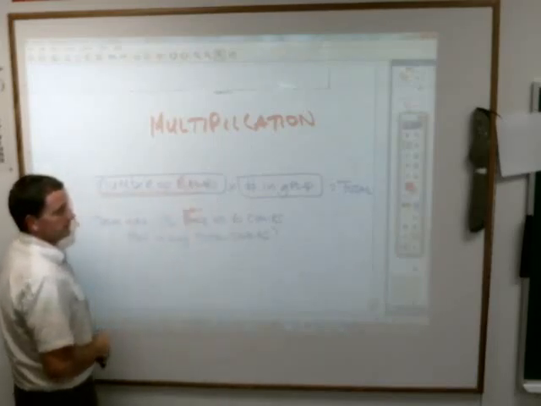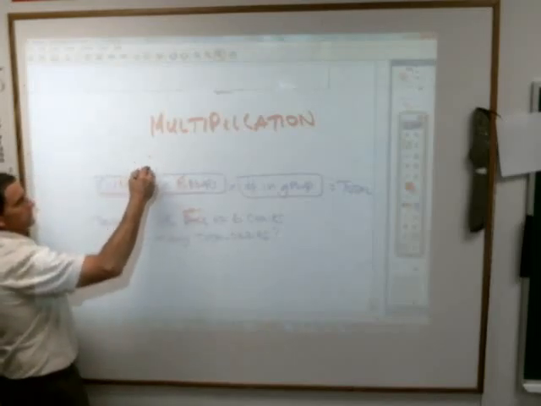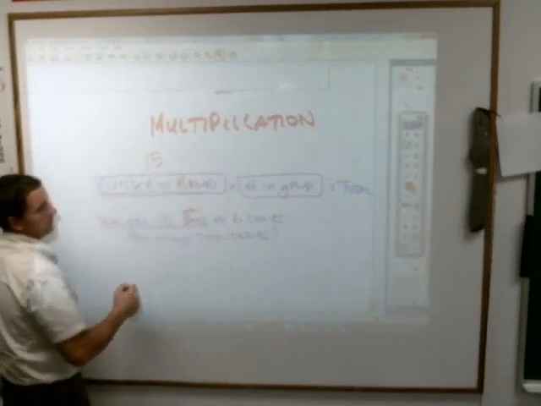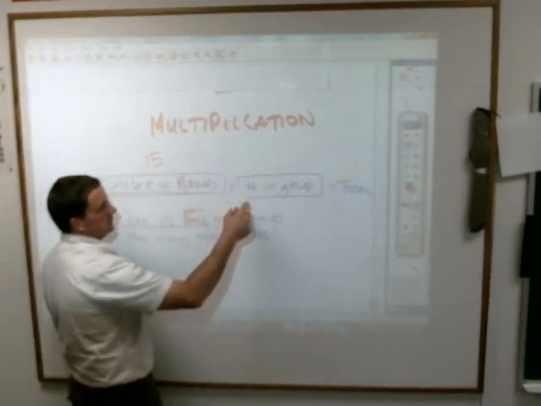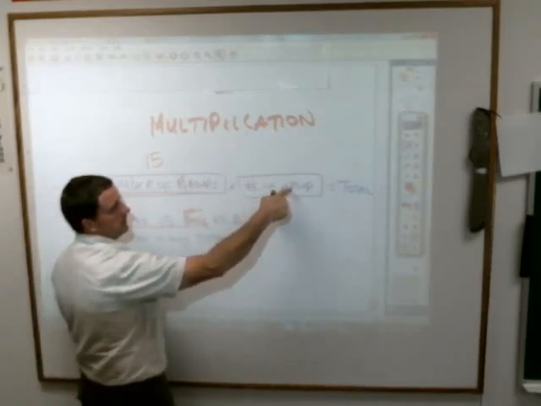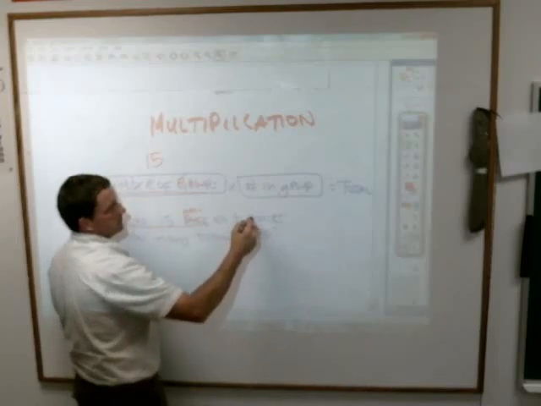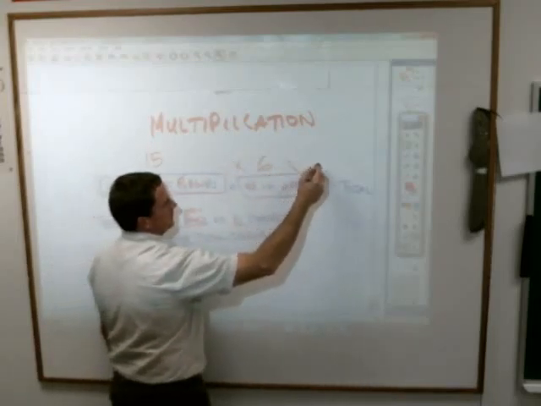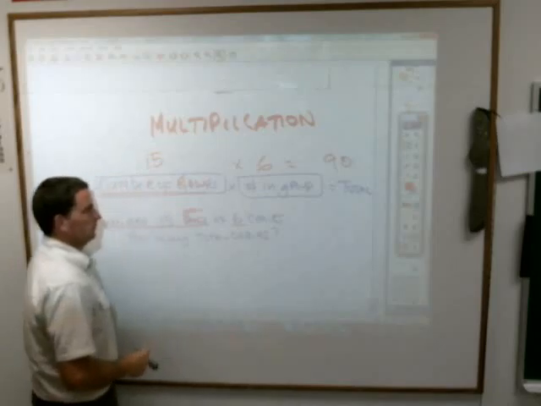How many rows do I have? 15 rows. There are 15 rows. How many chairs are in each row? 6. That goes here, and then you end up with your 90 total chairs.